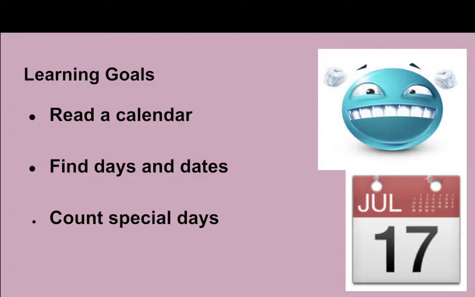So these are the learning goals for today. We'll learn how to read a calendar, we'll learn how to find the days and dates of a calendar, and we'll know how to count special days. When reading a calendar, we'll look at the months, weeks, and days. Like I said in the second bullet point, we'll find days and dates, and then we'll count special days, like dates that end in certain numbers, the 17th, the 18th, the 31st, etc.